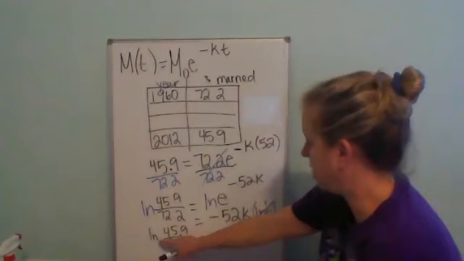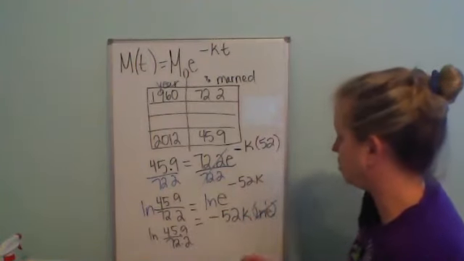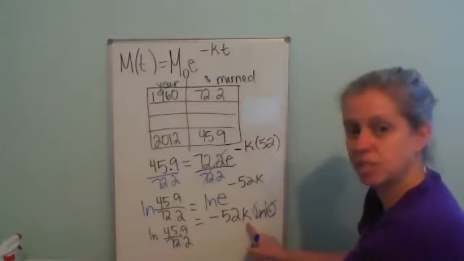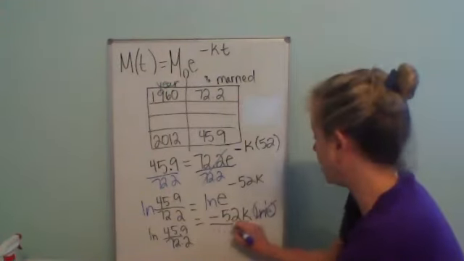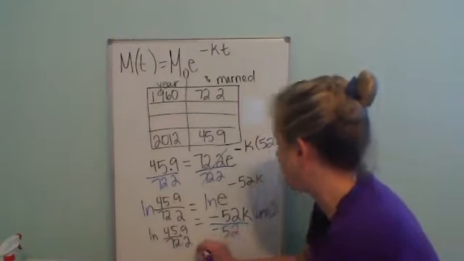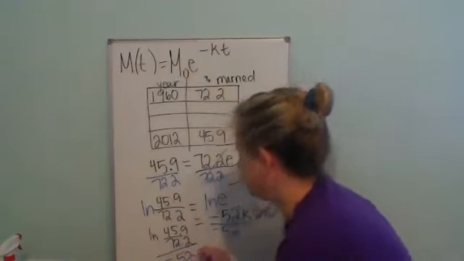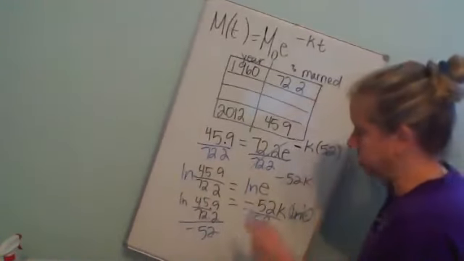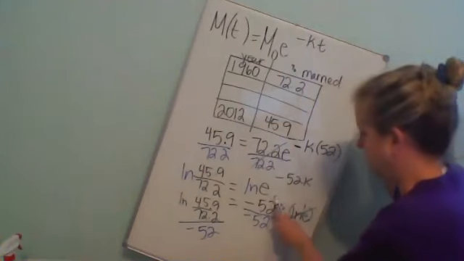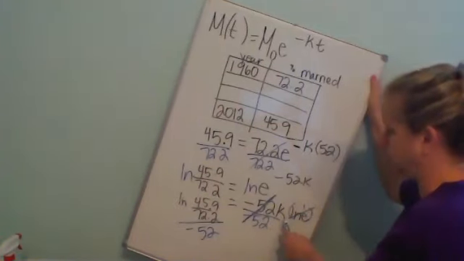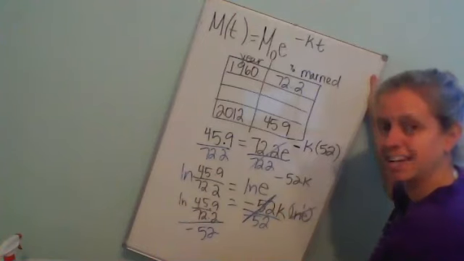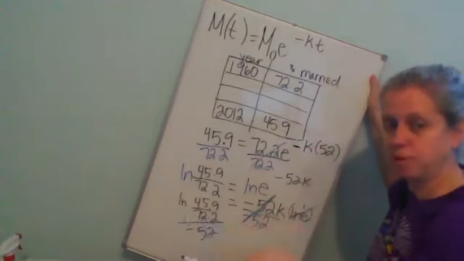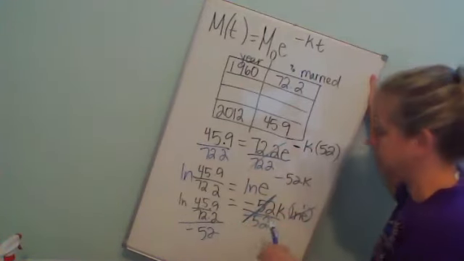So on the left, I have ln of 45.9 over 72.2. On the right, I have equals negative 52K. Well, if I'm solving for this K, I just need that negative 52 to go away. So just divide both sides by negative 52. See what I'm doing over here? I'm going to have K all by itself because the negative 52s are going to cancel. So the only thing left on the right side is that K, which is what I'm solving for. I'm trying to define the rate at which the percent of married couples is declining.